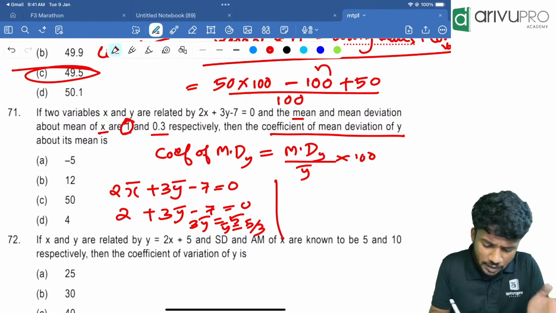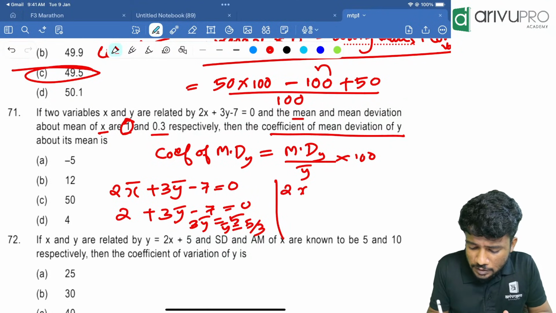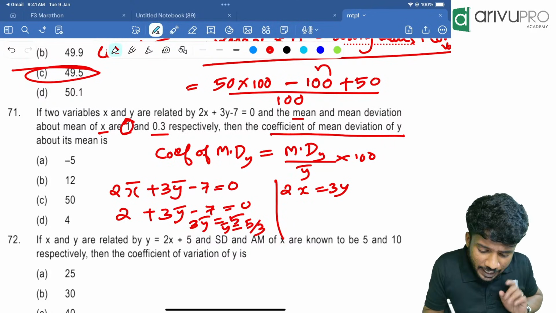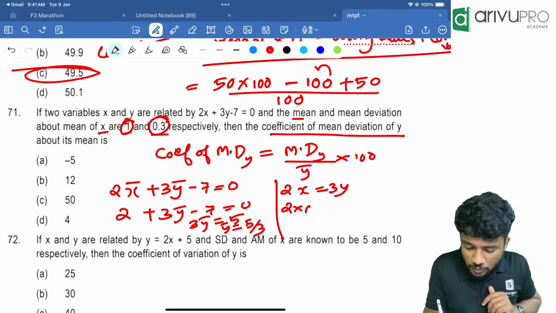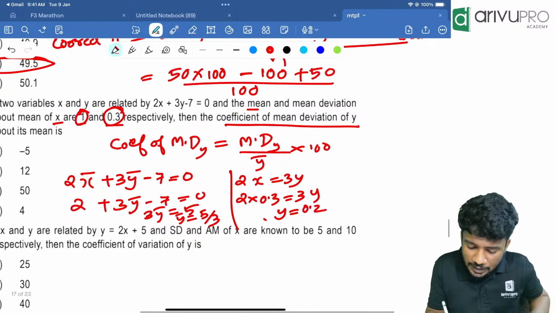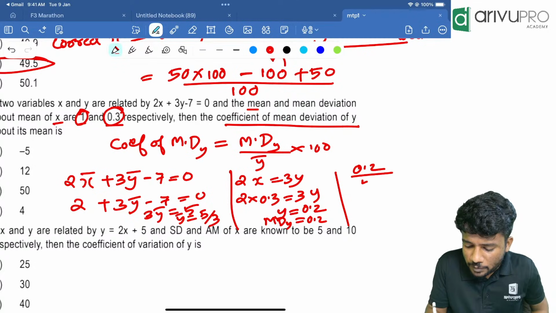Now we need to find the mean deviation about it. Means you will write 2x is equal to 3y. We will ignore the negative sign. Instead of x, we are going to put 0.3. That means 2 into 0.3 is equal to 3y. That means y is equal to how much? 0.2. That means mean deviation about y is equal to 0.2. Now substitute everything. 0.2 divided by 5 by 3 into 100 is your answer.